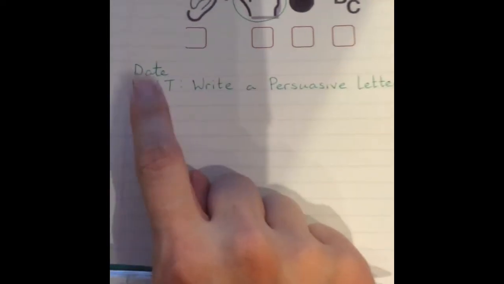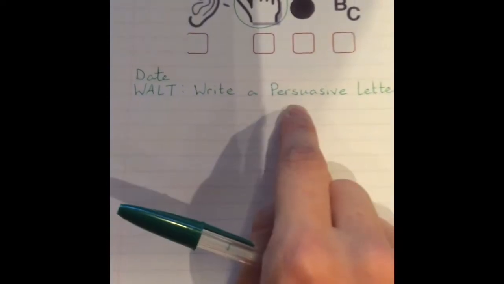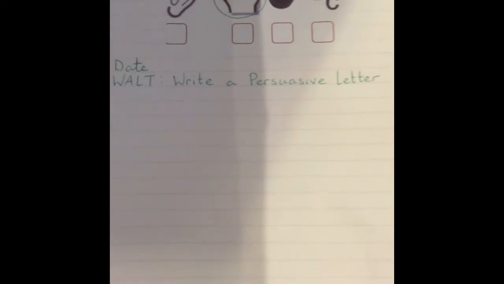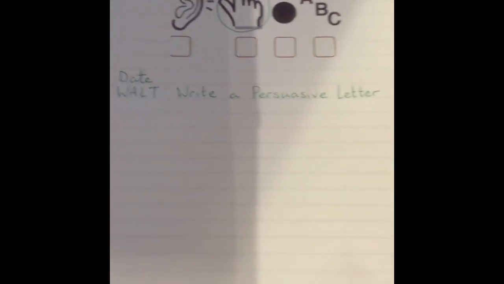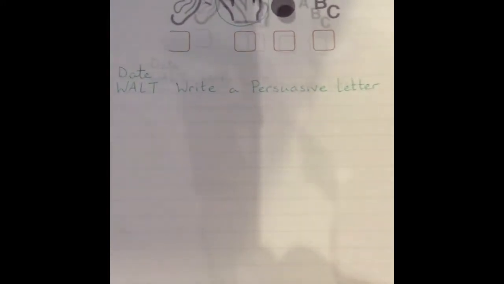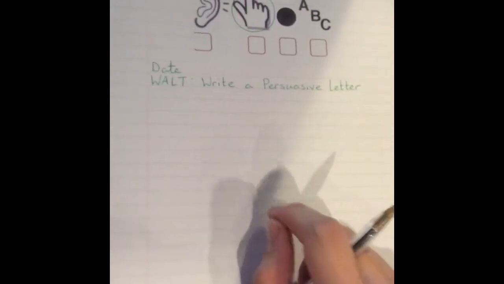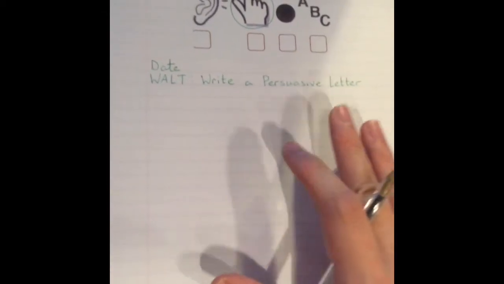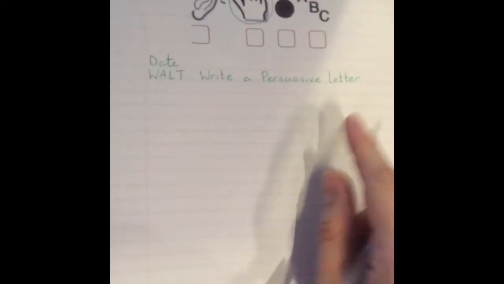Then after that you need to write today's WALT, which is we are learning to write a persuasive letter. So pause the video now, copy out the WALT and make sure you have your date in first, and then come back and start the video again. Okay, so now when you're ready to start writing, we need to make sure we know how to set out our letter.